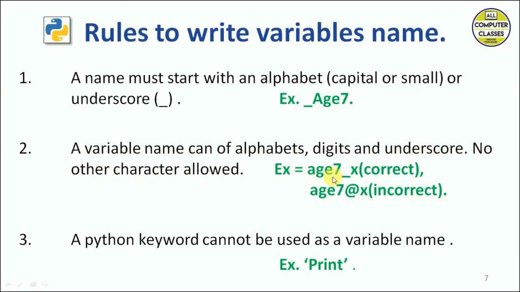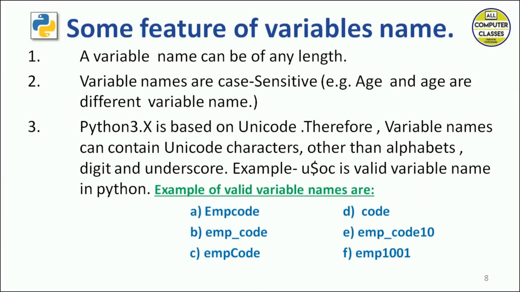No other character is allowed. For example, age7_x is correct and age7@x is incorrect. Why? Because this @ is not allowed. Only alphabets, digits and underscore are allowed, and we cannot start the name with a digit. We can start the name only with an underscore or an alphabet, right? The third rule is that a Python keyword cannot be used as a variable name. Like print is a Python keyword, type is a Python keyword, so we cannot use them to name any variable, right?